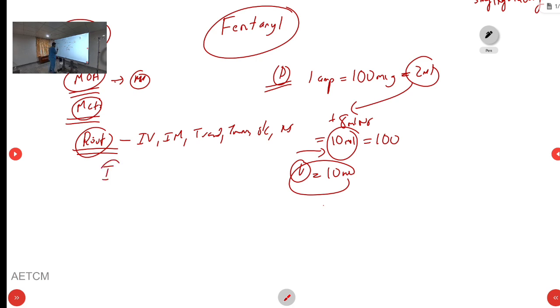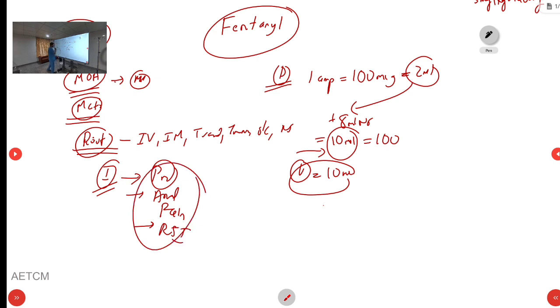Now we come to the indications of fentanyl. So, fentanyl is used for procedural sedation, analgesia and pain management, and also for rapid sequence intubation.